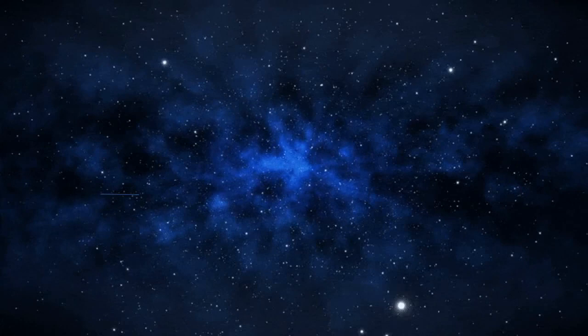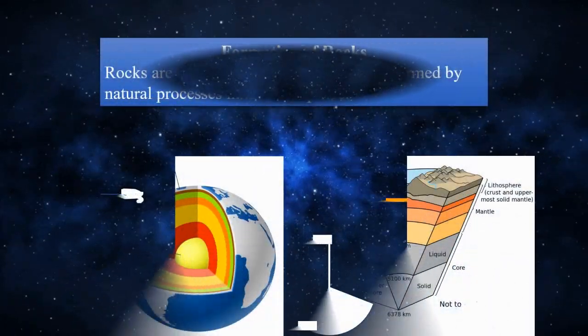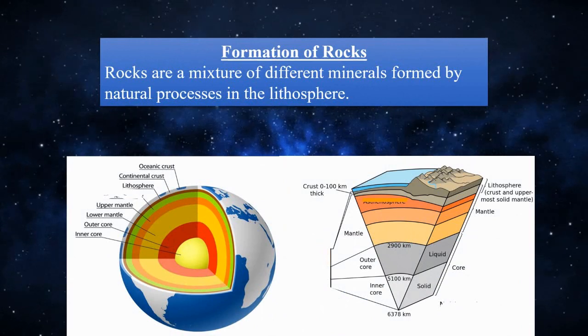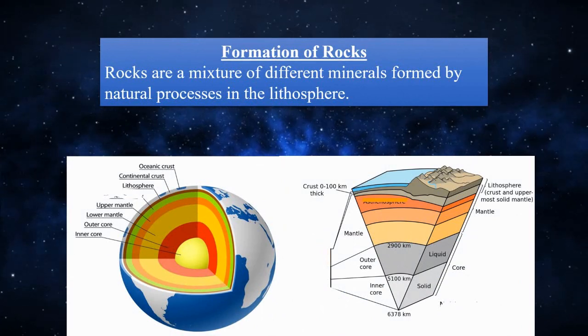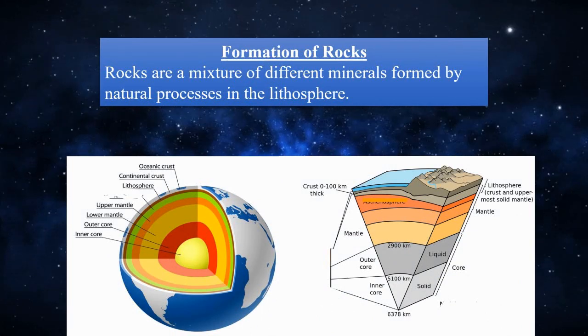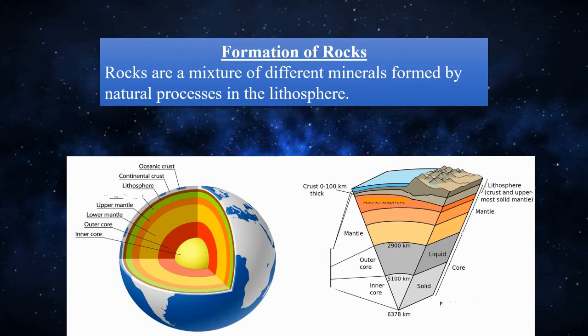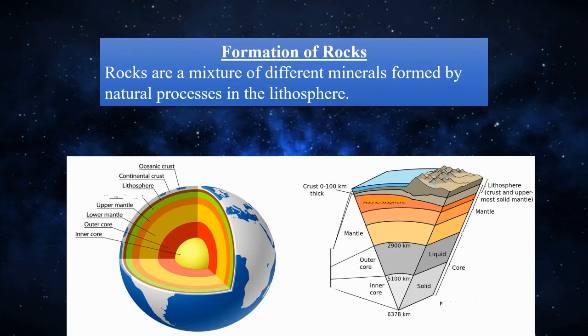The earth is divided into different layers. That is the core, in which we have the inner core and the outer core, the lower mantle and the upper mantle, the lithosphere and the crust.